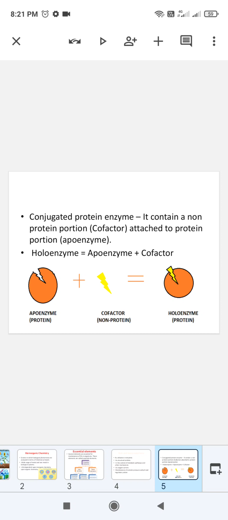Now we are moving into another term, that is conjugated protein enzyme. A conjugated protein enzyme consists of two parts. One is a non-protein portion known as cofactor, and the second one is a protein part known as apoenzyme. Here I have shown a figure in which the orange one is the apoenzyme, that is the protein part. If you combine it with a cofactor, that is the non-protein part, we get a holoenzyme.